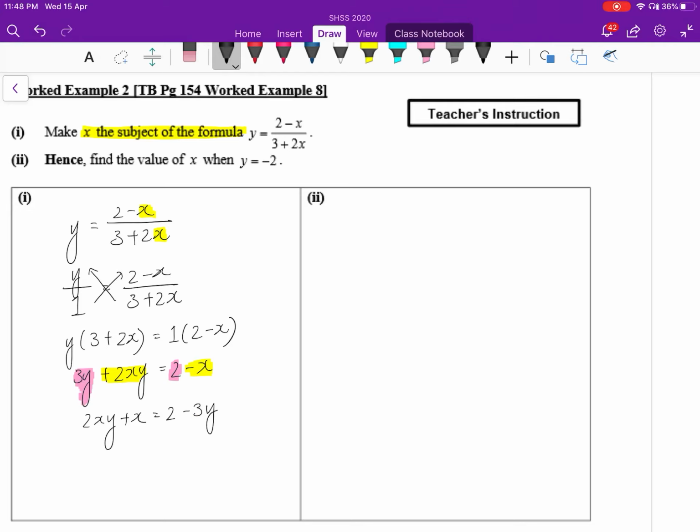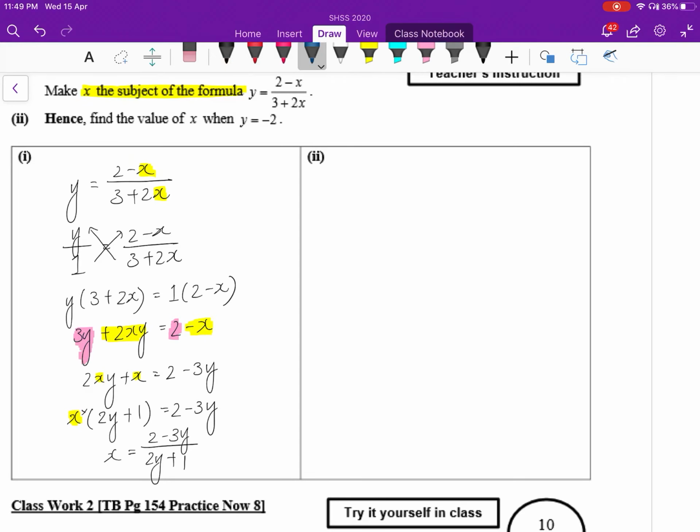If I want to make x the subject of the formula, all I need to do is to factorize out x. And I'll be left with x times 2y plus 1 equals 2 minus 3y. See? From two x's, there's x here and there's x here. When I factorize out x, there's only one x remaining. And since this x is multiplied to 2y plus 1, if I just want to make x the subject of the formula, it will be 2 minus 3y over 2y plus 1. There you go. X is the subject of the formula.